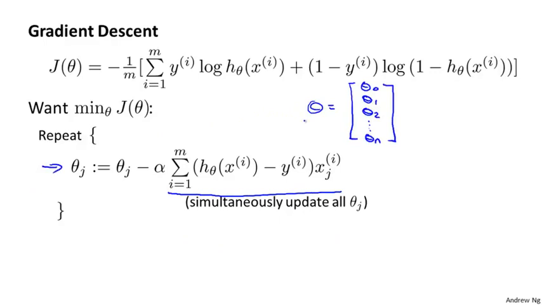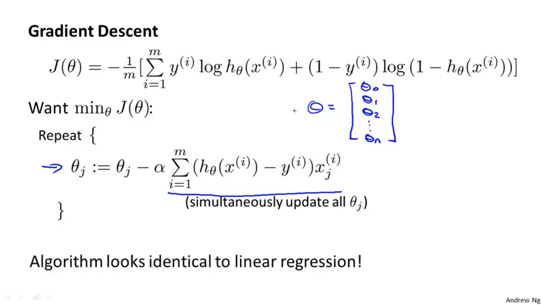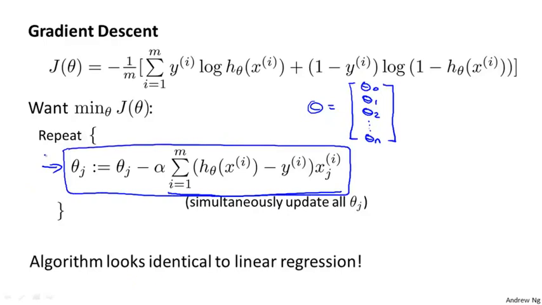Now, if you take this update rule and compare it to what we were doing for linear regression, you might be surprised to realize that this equation was exactly what we had for linear regression. In fact, if you look at the gradient descent rule for linear regression in the earlier videos, it looked exactly like what I drew here inside the blue box. So are linear regression and logistic regression different algorithms or not?